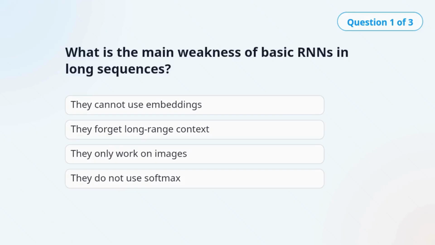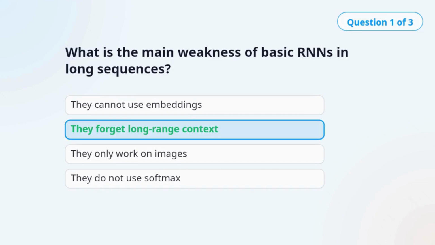Question 1. What is the main weakness of basic RNNs in long sequences? The correct answer is, they forget long-range context. RNNs process step by step, so earlier information can fade as the sequence becomes longer.